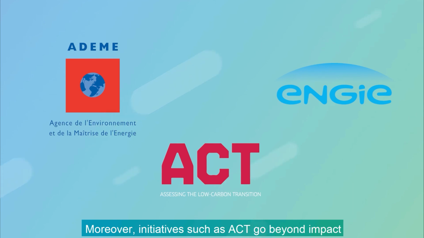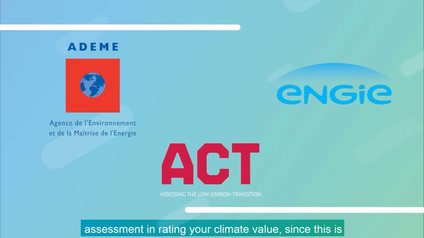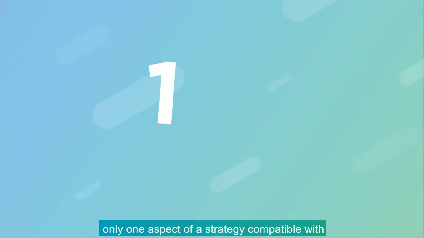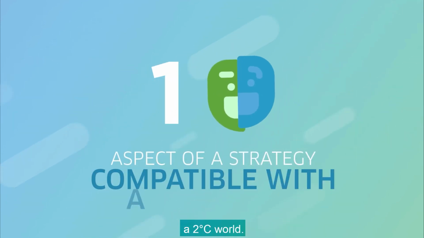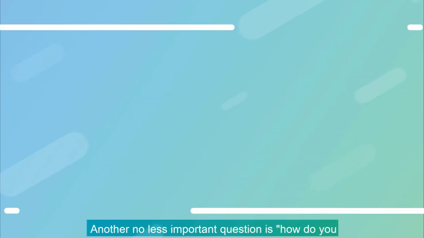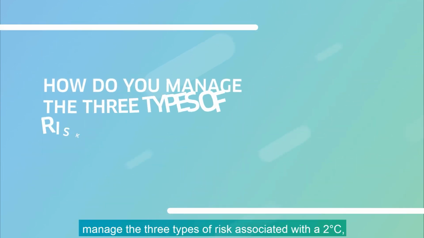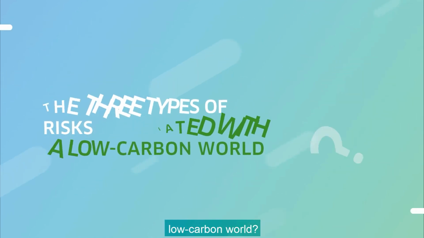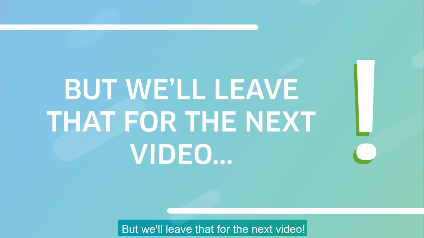Moreover, initiatives such as ACT go beyond impact assessment in rating your climate value, since this is only one aspect of a strategy compatible with a 2 degrees centigrade world. Another no less important question is, how do you manage the 3 types of risk associated with a 2 degrees C low-carbon world? But we'll leave that for the next video.